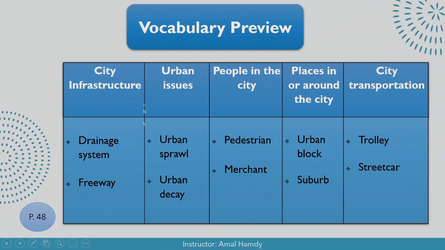Under city infrastructure, there is the drainage system and the freeway, and under urban issues, urban sprawl and urban decay. Under people in the city, we can add pedestrian and merchant, and under places in or around the city, urban block and the suburb. Of course, the urban block is inside the city, while the suburb is outside or around the city. And lastly, city transportation, the trolley or the streetcar, which are one and the same. So these were the main important words in this part of the lesson.